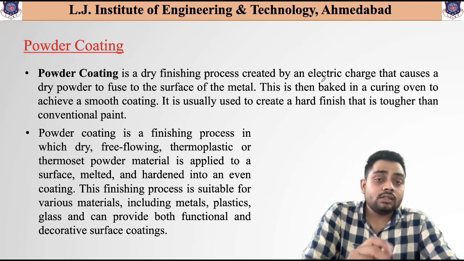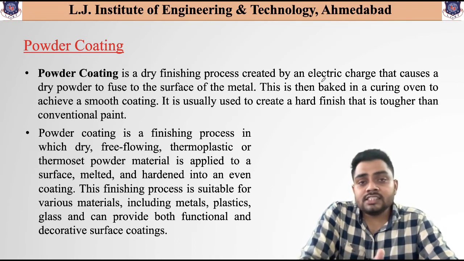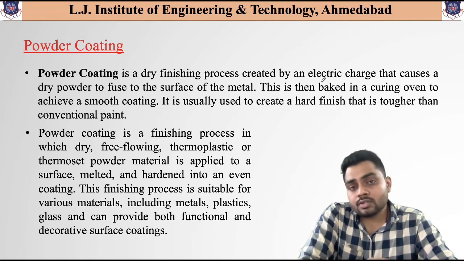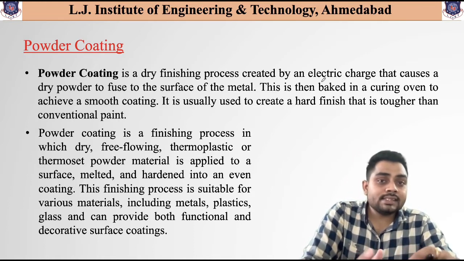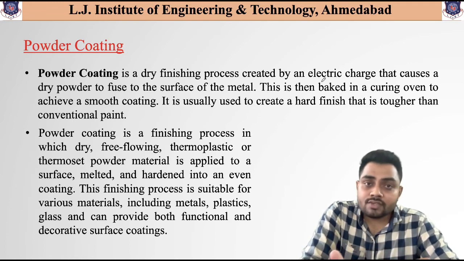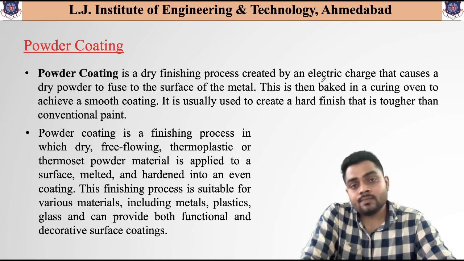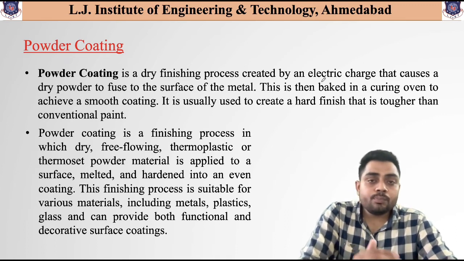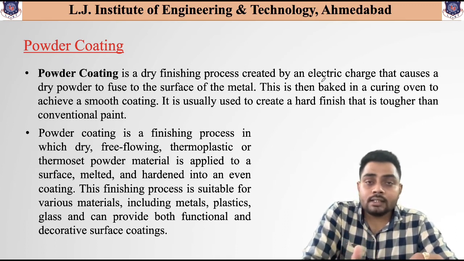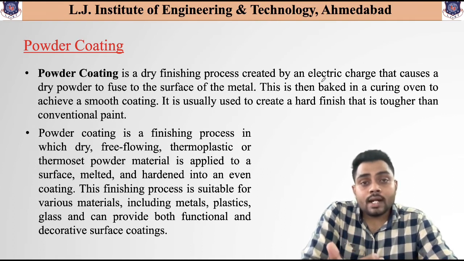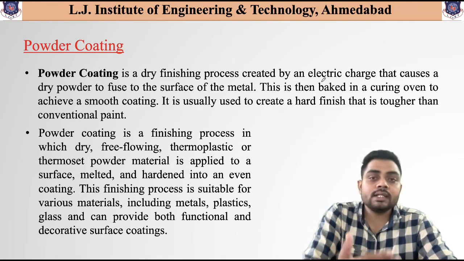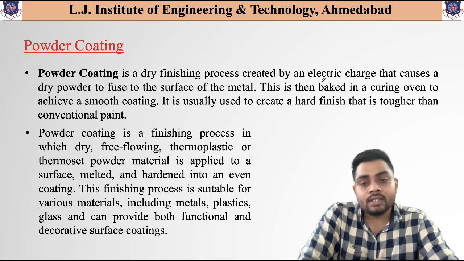That means there are two objectives that can be achieved easily by using these powder coating processes. The first and foremost objective is what? By applying the coating, it provides a better surface finish, and it also provides oxidation resistance. Second, if we use the proper powder coating material, then we can also provide toughness to the outer surface of the component by using this powder coating technique.